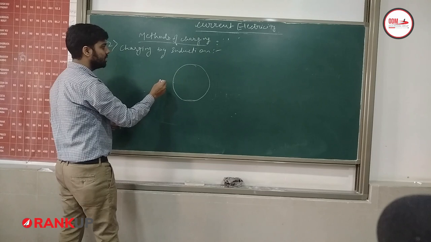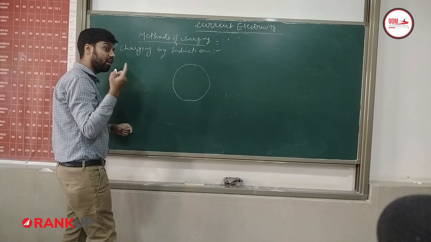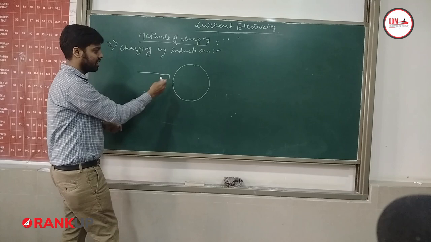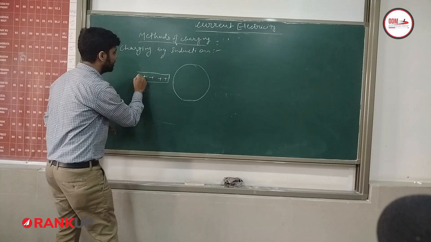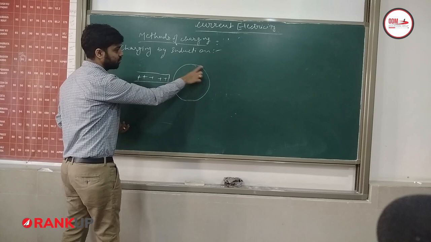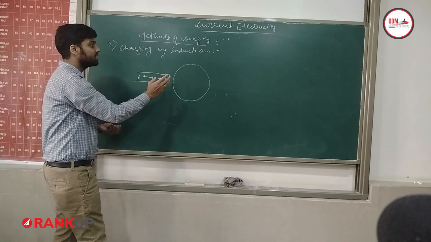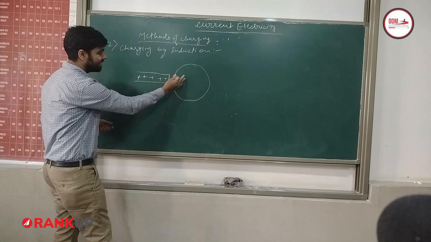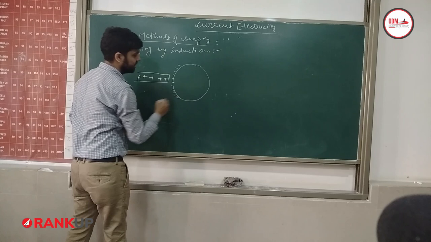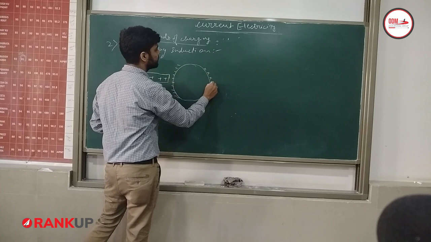We will bring an object which is already positively charged. We are bringing a rod here, not touching it, keeping a distance, a gap. A positively charged body is brought near to this. Then what will happen? This sphere has net charge zero, but it has electrons as well as protons, meaning negative and positive charges are there, but the net charge is zero. So this will attract all the negative charges to its side and repel all the positive charges to this side. Got it?